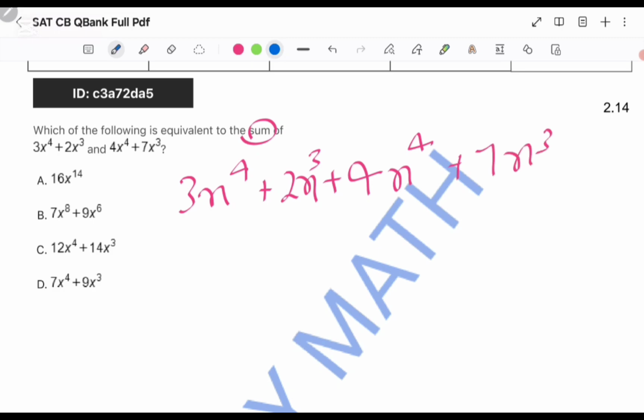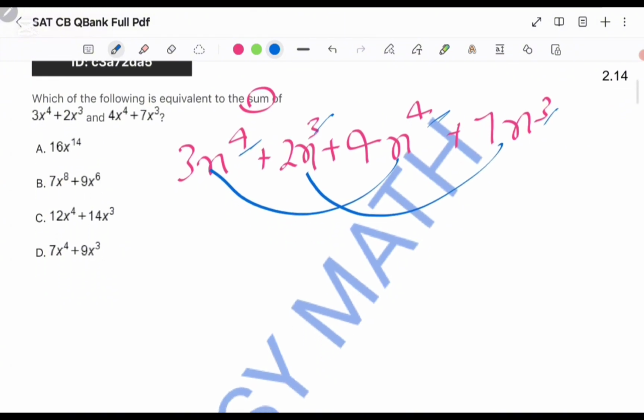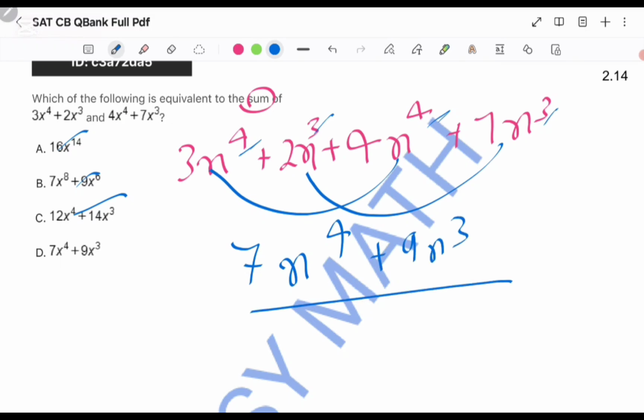So let's go ahead and pick our like terms. I can see these are like terms because they have the same power. I can see these are like terms because they have the same power, and you cannot add unlike powers. So 4 plus 3 is going to be 7. X power 4, these are out. This is also out, and I'm only left with d. However, also 7 plus 2 is going to give me a 9. So I have 9x power 3 truly matches my answer choice D.